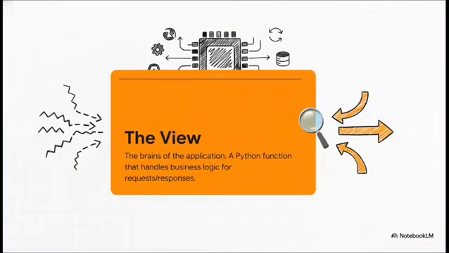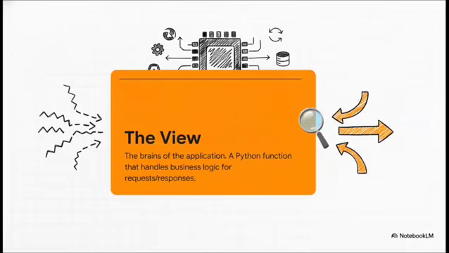Next, we've got the view. The view is really the brains of the whole operation. In Django, a view is basically a Python function. Its job is to take a web request from a user, handle all the business logic, all the thinking, and then send back a web response.